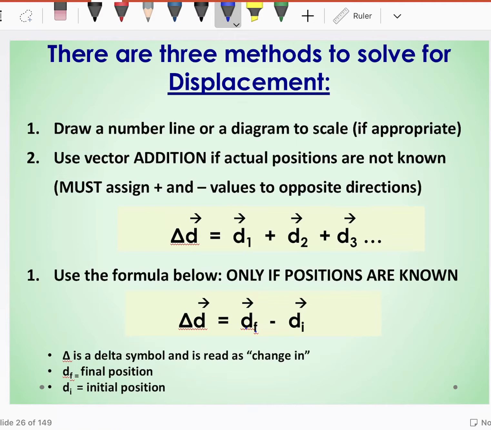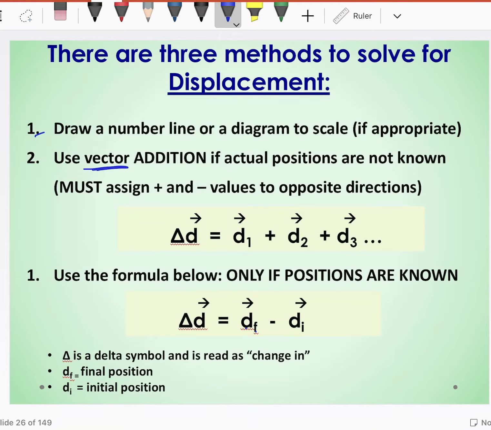With displacement, we know that it's only the difference from where the object started to where they ended. And depending on how the question is worded, you may have to solve this a few different ways. The first method that you could use is possibly just drawing yourself out a number line or somewhat of a diagram to help you picture the scenario, and you may be able to visualize the displacement like we did with the bike and the butterfly.